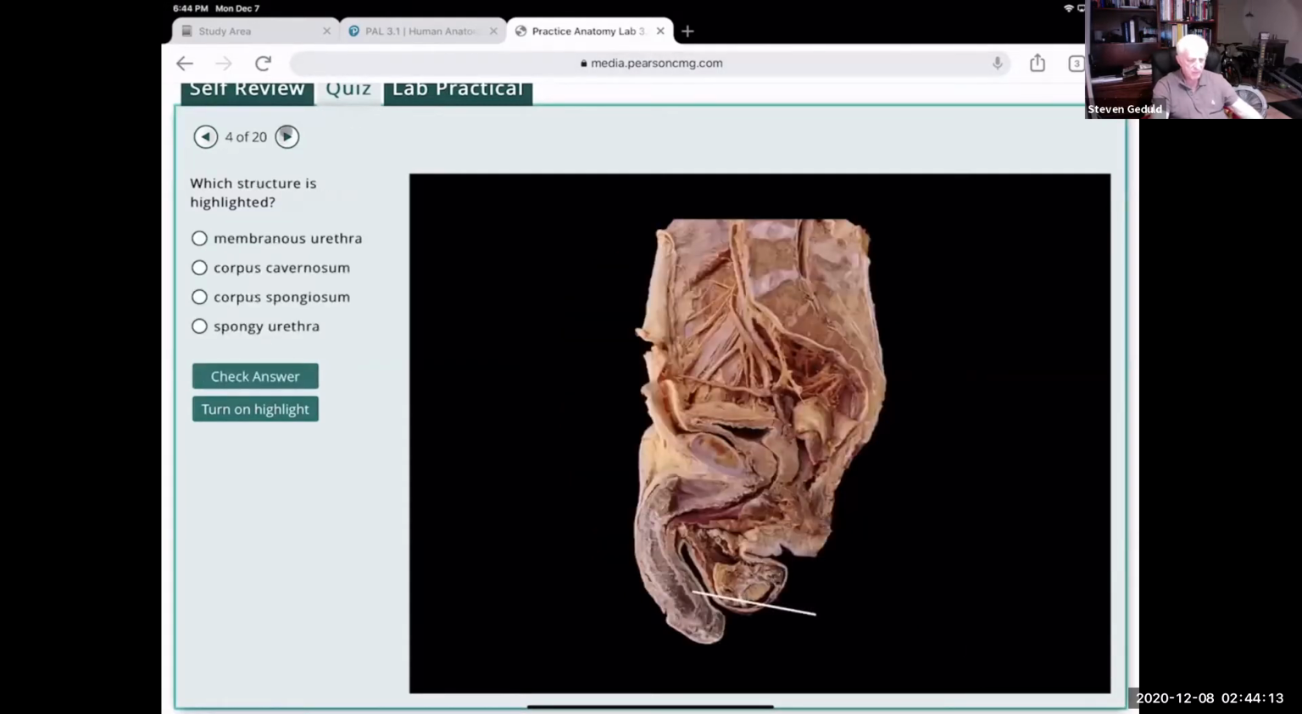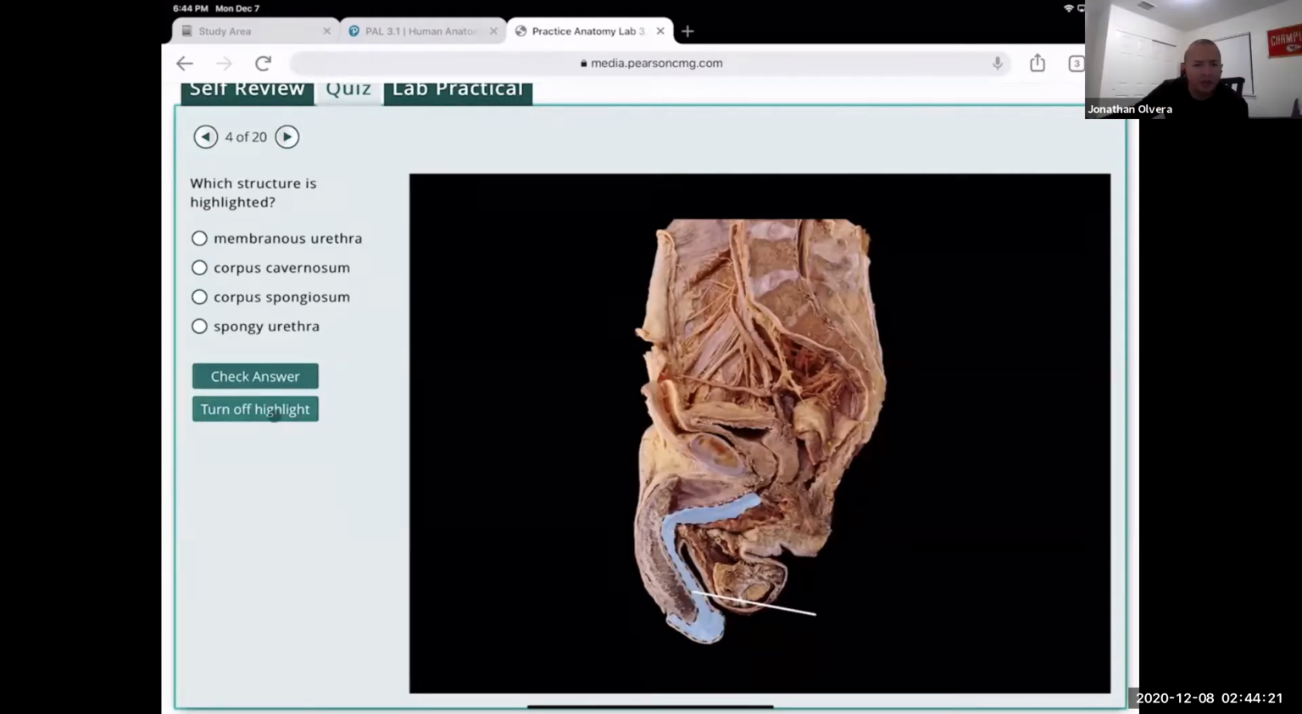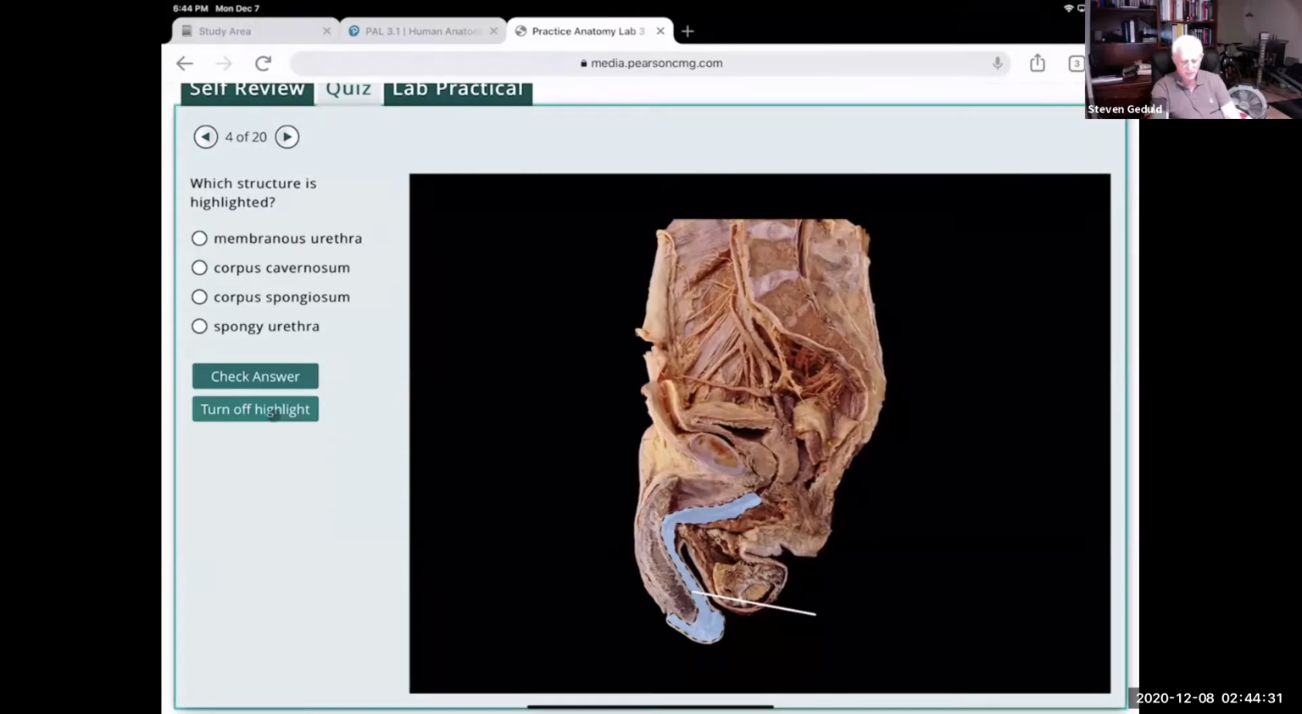Okay. And what's that pointing to? Let me turn on the highlights. You can see the whole area it's pointing to. Spongy urethra. I would doubt it, just because at the tip here, you see how this winds around at the tip? The spongy urethra would go straight down, a tube that connects it. So this is the one that runs down the center.